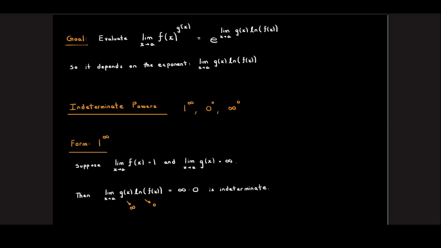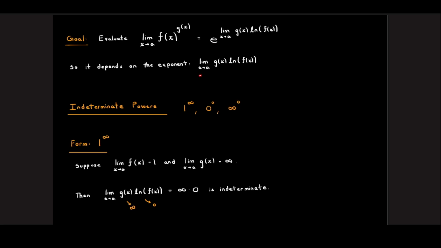So let's suppose you're trying to evaluate this limit and you're running into this form 1 over infinity. What does that mean? Well, that means that the base is approaching 1. So the limit as x approaches a of f of x is just 1. And the exponent is approaching infinity, right? The limit as x approaches a of g of x, this thing is basically approaching infinity.